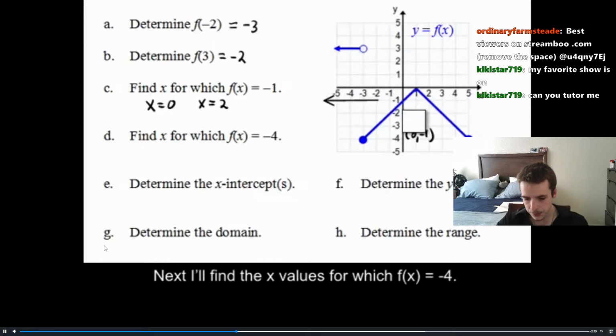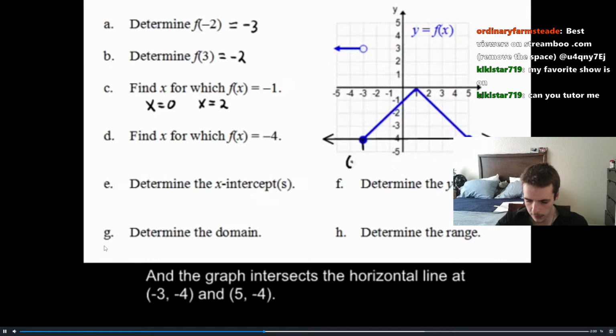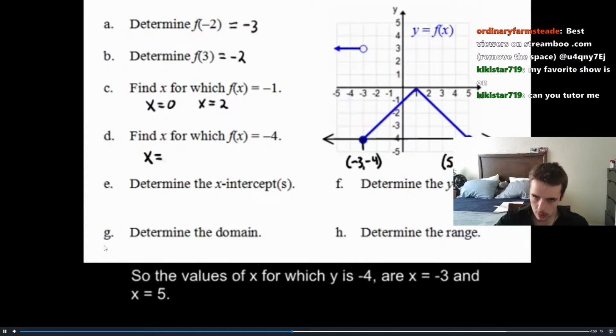Next, I'll find the x values for which f of x equals negative 4. We'll draw a horizontal line, y equals negative 4. And the graph intersects the horizontal line at negative 3 comma negative 4 and 5 comma negative 4. So the values of x for which y is negative 4 are x equals negative 3 and x equals 5.